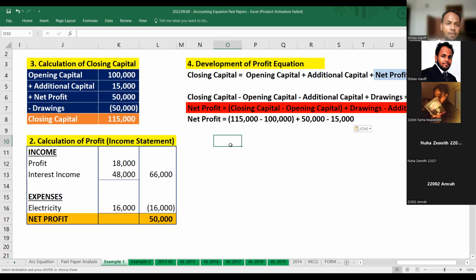So you don't need to prepare an income statement. You don't need to calculate income and expenses separately. This is the easiest way to find out the net profit. The short method is this: understand or remember this equation, which I have highlighted in red. Net profit equals closing capital minus opening capital plus drawings minus additional capital. There are many past paper questions on this. We will discuss today.